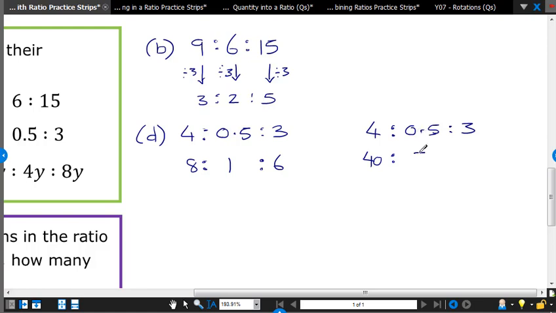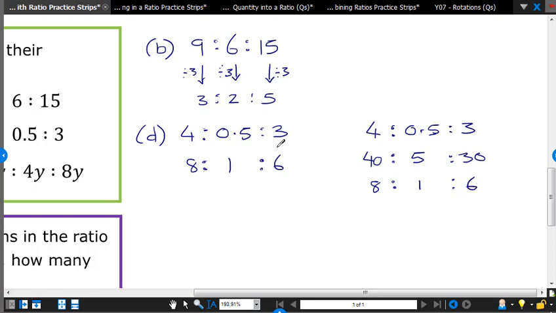0.5 times 10 is 5, because it's a half of 10. And then we got 30. And you'll notice this ends in a 0, and we have 5 and a 0. Any number that ends in a 0 or ends in a 5 can be divided by 5. Okay? So we can divide all of these by 5. 40 divided by 5 is 8. 5 divided by 5 is 1. 30 divided by 5 is 6.